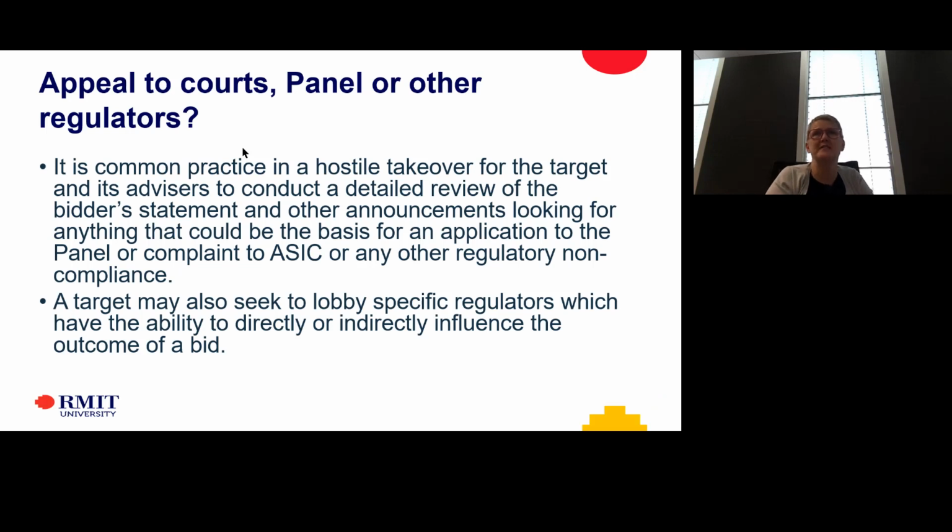It gets a fair few activists these days for other reasons now. Of course, directors and companies will, if they need to, appeal to the courts, to the panel, or to other regulators. So if we've got a hostile takeover, it's quite common for the target and the advisors to have a really detailed look at the documents, and if they can find anything that could be the basis of an application to the takeovers panel, that there are unacceptable circumstances, or a complaint to ASIC, they will do that. If they have to take it to the ACCC, they will do that. So targets can also lobby specific regulators that have the ability to directly or indirectly influence the outcome of a bid.